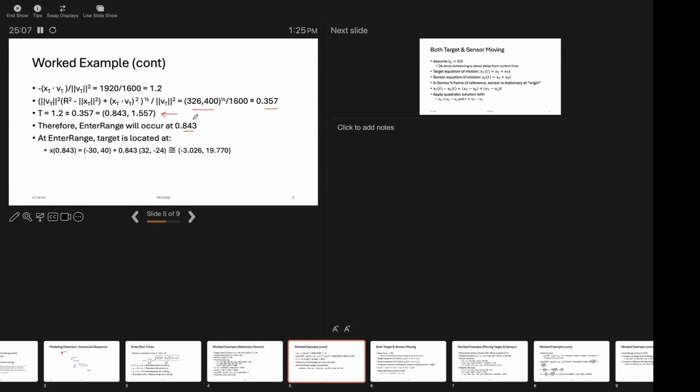And so the next question is, okay, where is the target? Well, any time that you're doing the maneuver, you plug that into the equation of motion. So our equation of motion is our starting location plus the time, in this case the elapsed time, but we're starting at 0, times the velocity. So here's where we started, here's our velocity, here's the time we have, and then we get the coordinates of where it is.